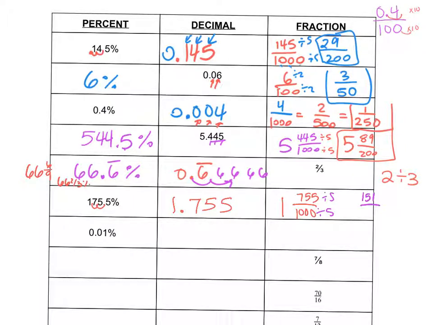151 over 200. Excellent. Thank you, Tiffany. So it's 1 and 151 over 200.